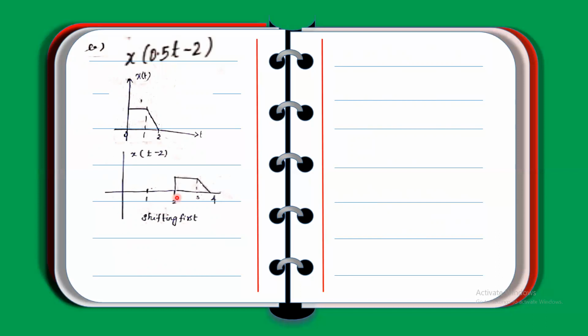The signal is spreading between 2 to 4. Now it will be spreading between 4 to 8. We get x of 0.5t minus 2.